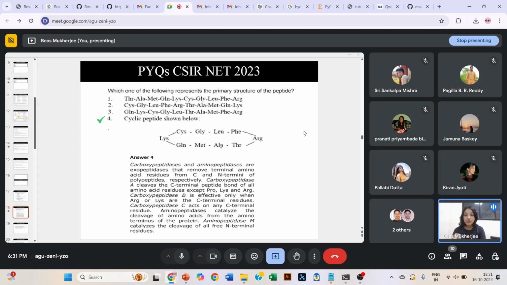Okay. Now carboxypeptidase C on the C terminal cuts on any residue. Absolutely any residue. Okay. They have used carboxypeptidase A and B. Only A and B. Okay. Aminopeptidases are catalyzing the cleavage of amino acids from the amino terminus of the protein. Amino terminus M catalyzes the cleavage of all free N-terminal residues.